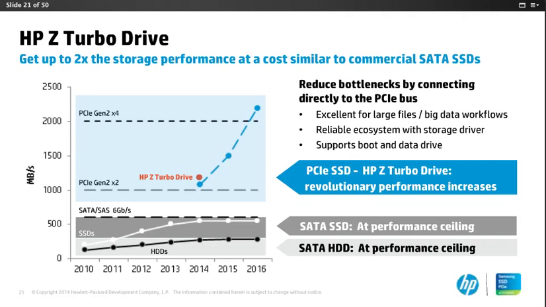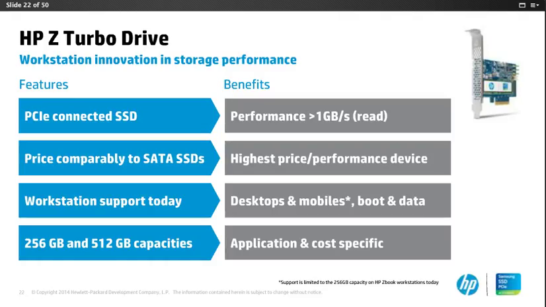We launched this solution earlier this year, and we are seeing tremendous excitement from customers who are using the solution to accelerate their workstation workflows. The HP Z Turbo Drive features a PCI Express connected SSD, and this enables performance levels greater than 1 gigabyte per second. This performance is available at a price that is at parity with today's comparable SATA SSDs. This will enable the highest price performance ratio for client grade SSDs. We are partnering with Samsung for this PCI Express SSD solution that is included on the HP Z Turbo Drive, and we see increased performance with new products from Samsung in the near future.